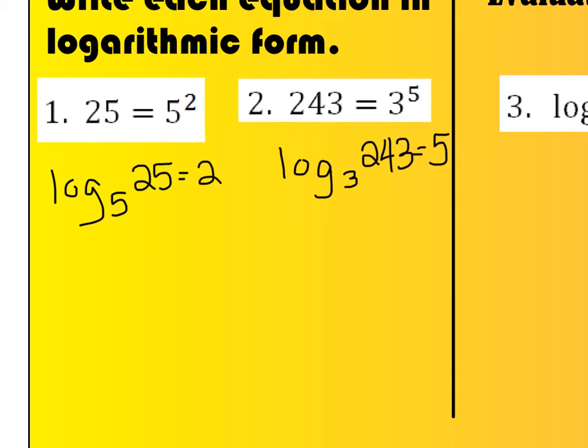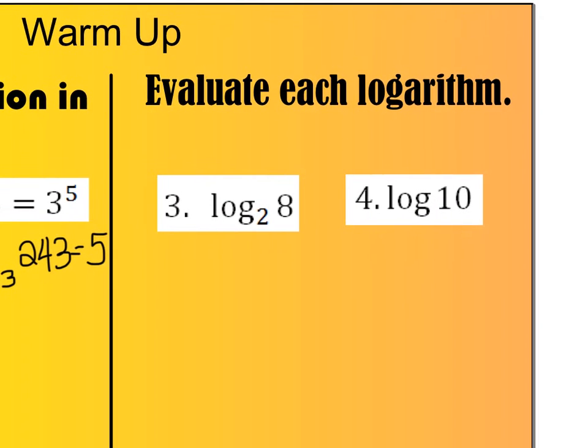Going over to 3 and 4 where your directions changed. We're evaluating them now. When we evaluate, the first step is to set it equal to x. And then we go base to the x exponent is equal to 8. So what number or how many times do I multiply 2 by itself to get to 8? And that's going to be 3 times. 2 times 2 times 2.